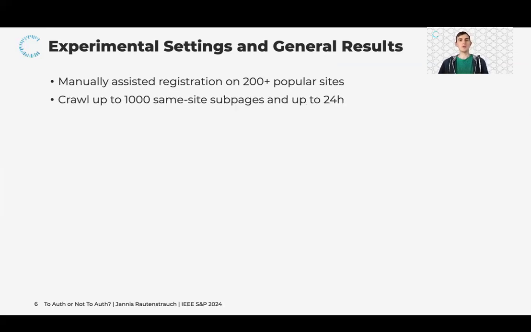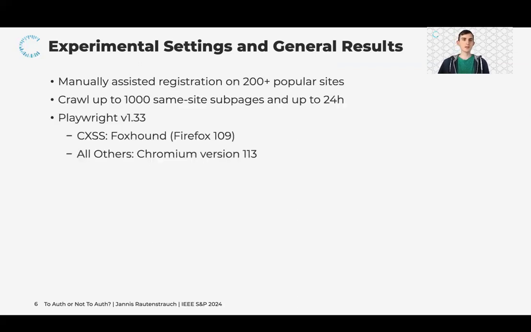Let us have a more in-depth look at our experimental settings now. So with our manually assisted registration, we created accounts on over 200 popular sites. So they are from the Crux top 5K. Then on each website, we crawl up to 1,000 same site subpages for up to 24 hours. Our crawlers use Playwright in version 1.33, and the browser we use is Foxhound, which is based on Firefox 109 for the cross-site scripting experiment, because we needed to have access to the taint flows. And for all other experiments, we used Chromium in version 113.